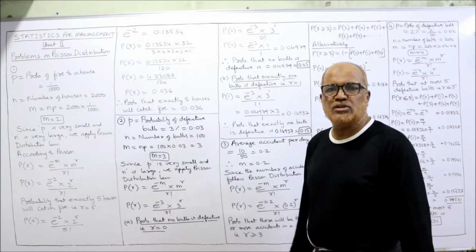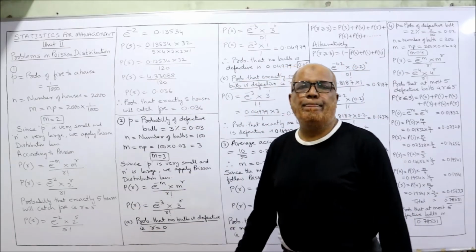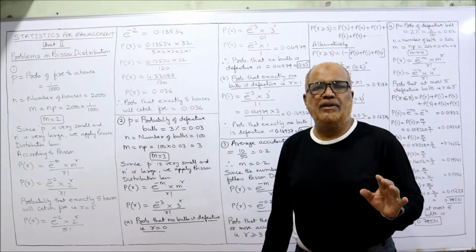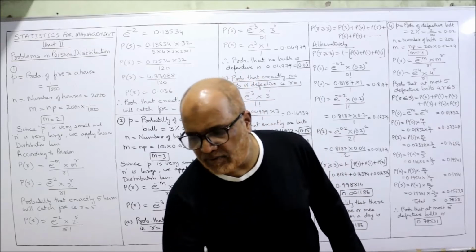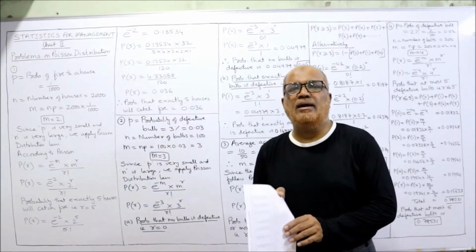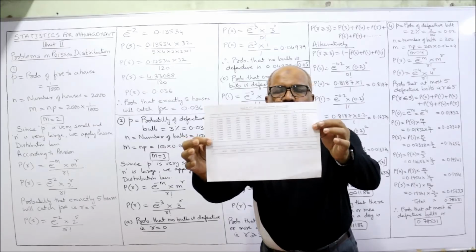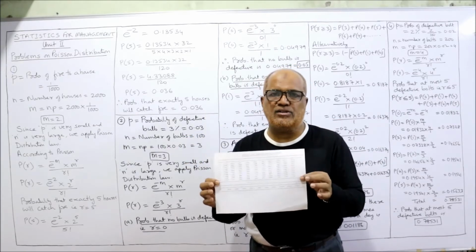We have substituted. Now we need the value of e to the power of minus 2. Sometimes in an examination the e to the power of minus m value will be given in the problem. If it is not given, then you have to refer to the Poisson distribution table. This is the Poisson distribution table. I will provide this table as a PDF in the link under my description.